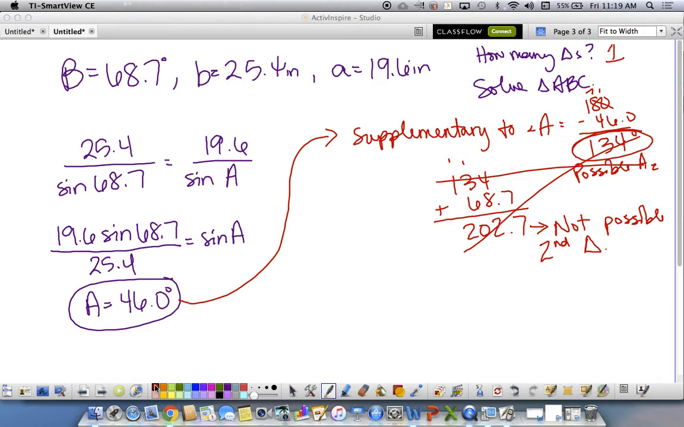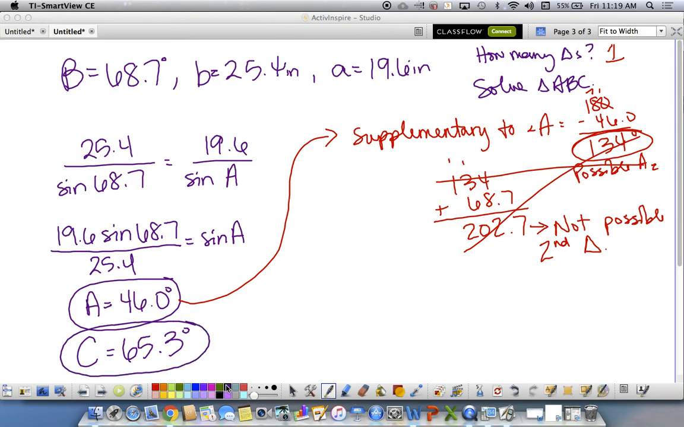So let's keep solving. Can we solve for angle C? We have angle A, and we need angle C. So we're going to say 180 minus 46 minus 68.7, and we get angle C is 65.3 degrees.